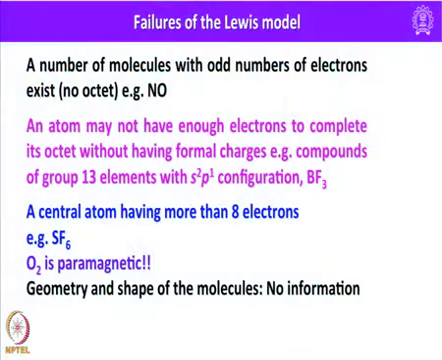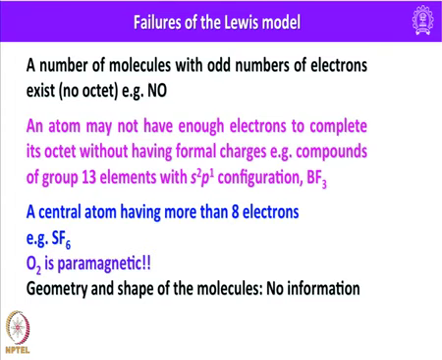For example, when we have a molecule or an ion with an odd number of electrons, the Lewis dot structure cannot really come up with a structure, because we always count electrons in pairs. For example, if we consider nitrogen oxide, we have a total of 6 plus 5, that is 11 electrons in the valence shell. Because of 11 electrons, we should not be able to write an appropriate Lewis dot structure.